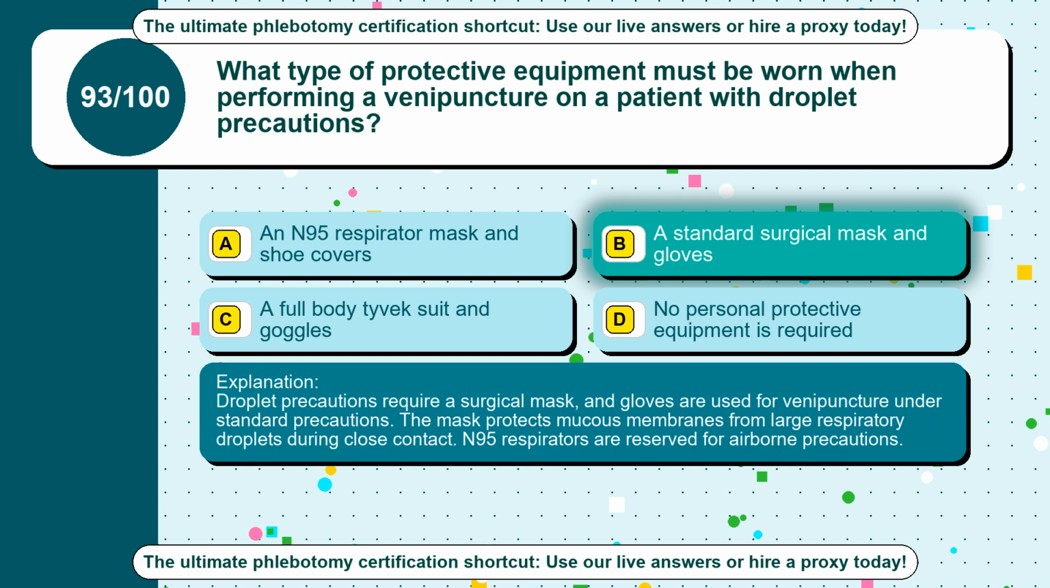Droplet precautions require a surgical mask, and gloves are used for venipuncture under standard precautions. The mask protects mucous membranes from large respiratory droplets during close contact. N95 respirators are reserved for airborne precautions.